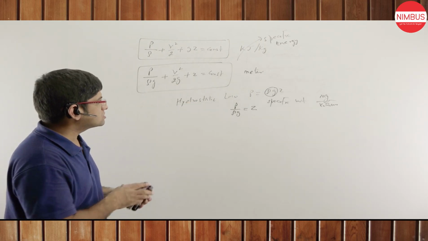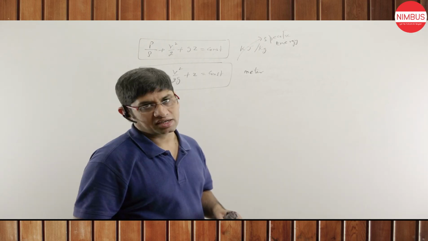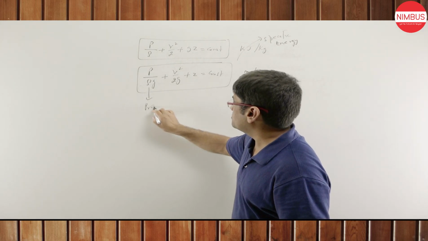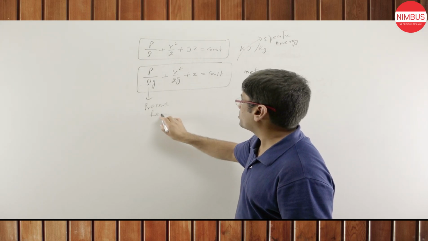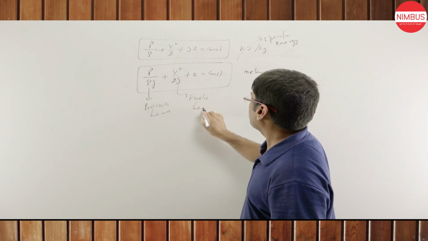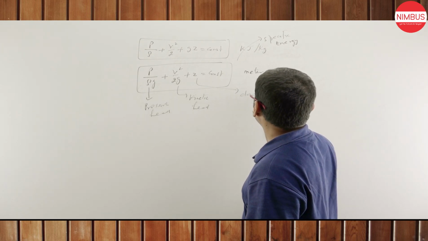That means in this equation of Bernoulli, every term is in meters. Every term is in meters. This particular thing is called pressure head. This thing is called kinetic head, whereas this thing is called datum head.